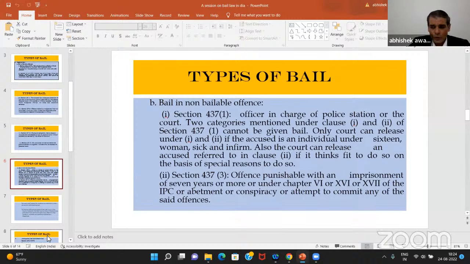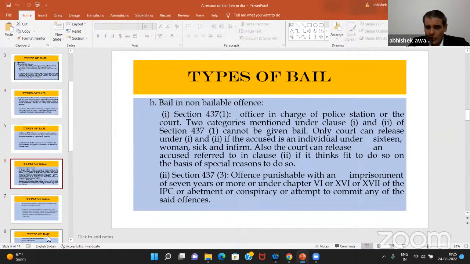And secondly, where the offense is a cognizable offense and the accused has been convicted previously of an offense punishable with death, life, or imprisonment of 7 years or more. Or the offense is a cognizable offense, and on two previous occasions also, the accused has been convicted of an offense punishable with 3 or more years, but not less than 7 years. So these are the two clauses.